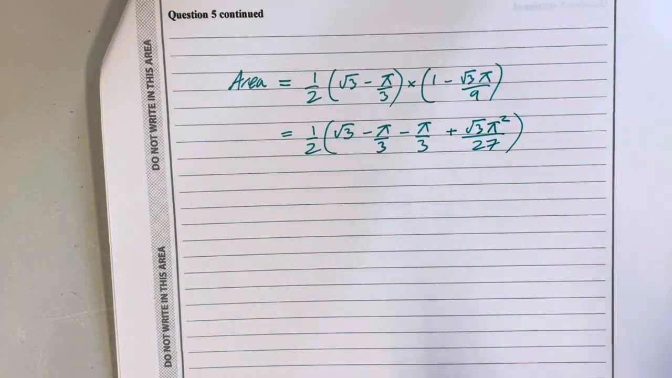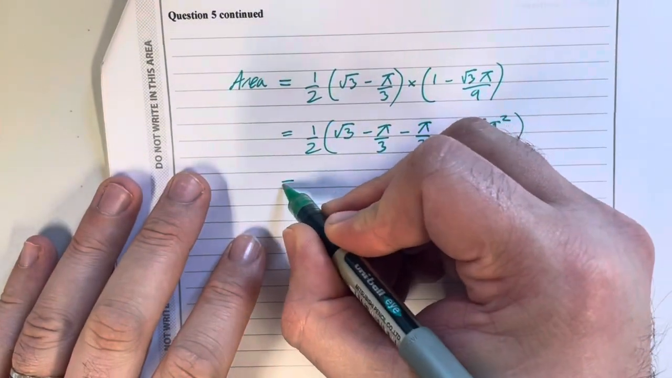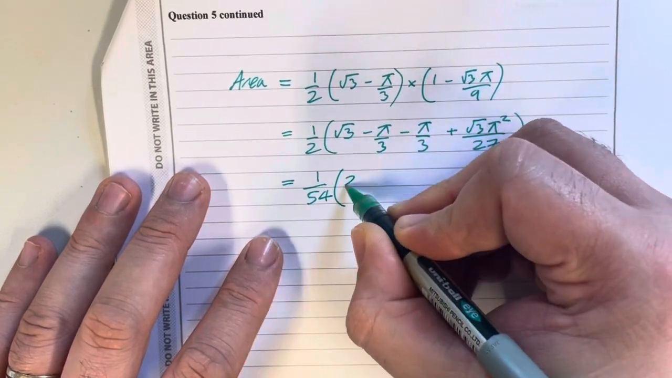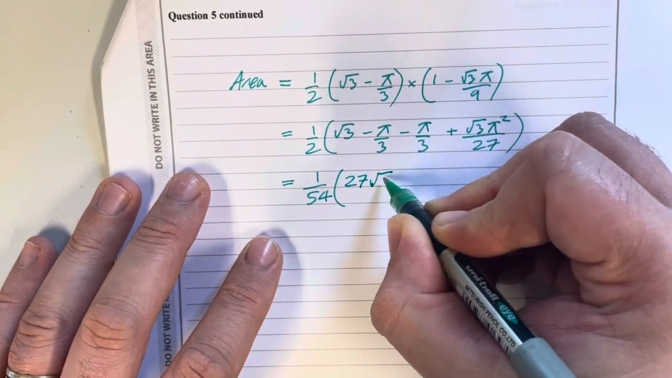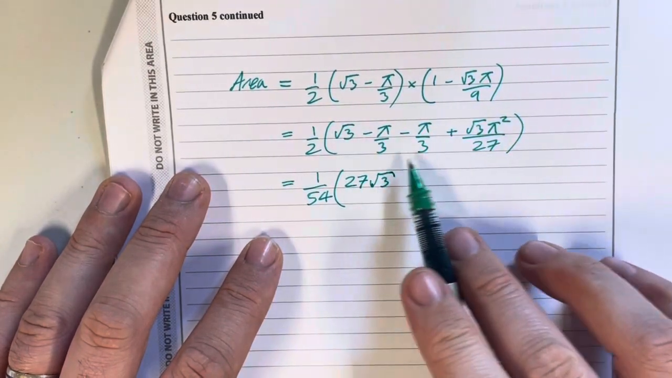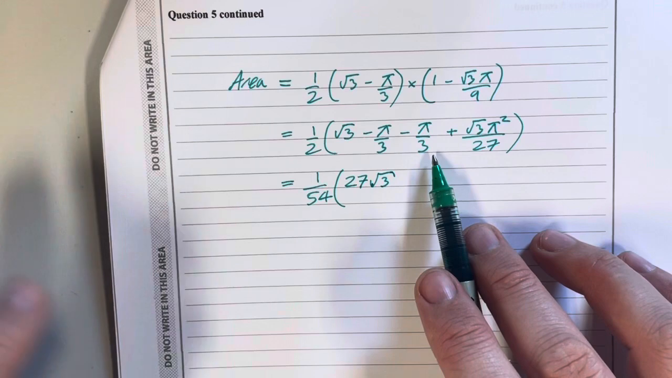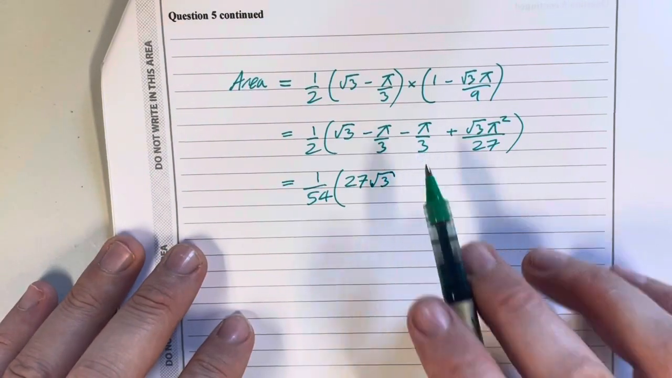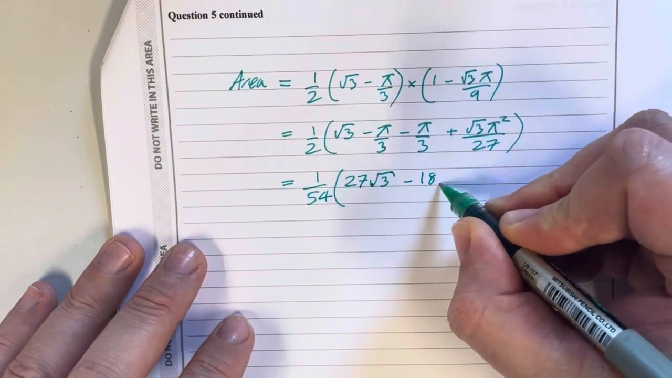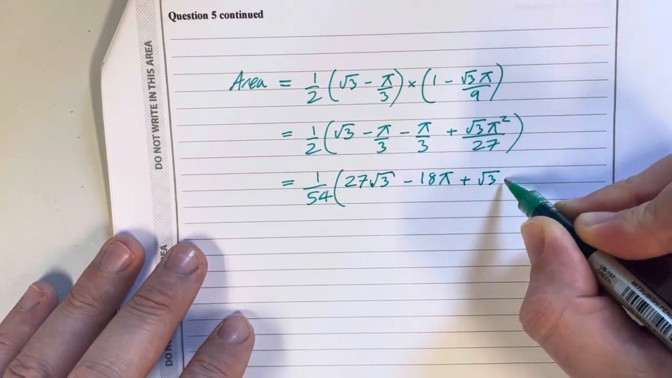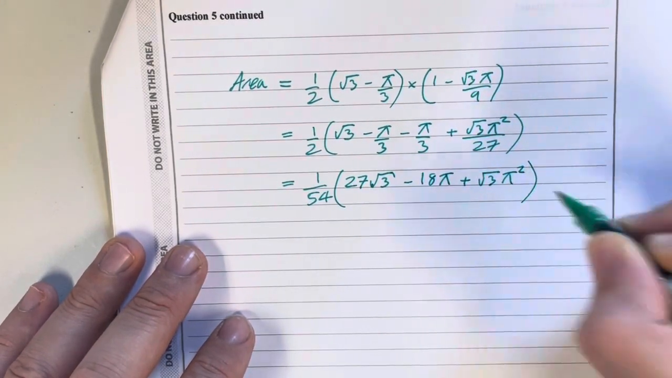Okay, pull out a 27th from that. That gives me the 1 over 54, which is good. So I've got 27 root 3 there. Those two combine to give 2 pi on 3, but I've pulled out a 27, so I need to times that by 9. So it's going to be minus 18 pi. And then I've pulled out the 27 from there, so root 3 pi squared.